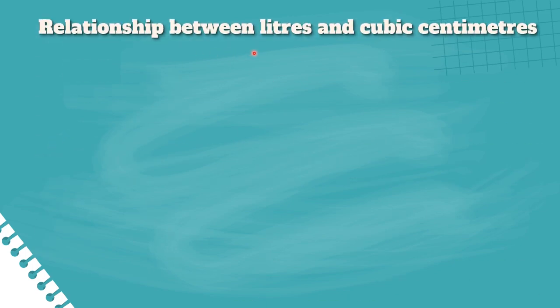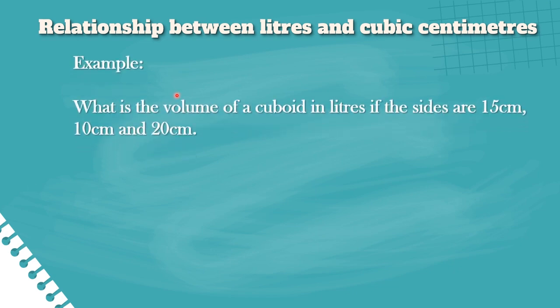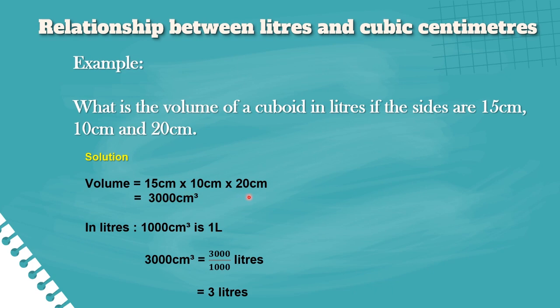We are still dealing with the relationship between liters and cubic centimeters. Now we are going into some examples. What is the volume of a cuboid in liters if the sides are 15 centimeters, 10 centimeters, and 20 centimeters? When you find the volume, then you change it to liters, which is capacity. Remember, our volume is length times breadth times height. So length 15 centimeters times breadth 10 centimeters times height 20 centimeters.